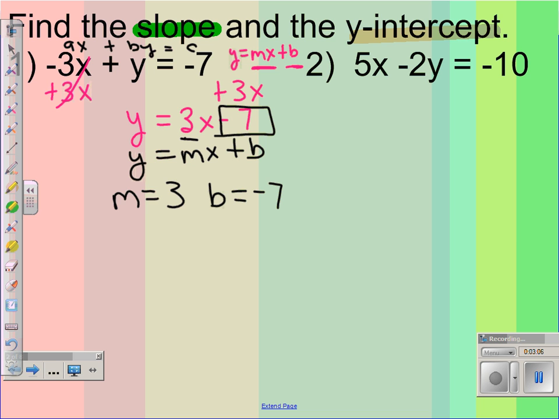So what does that mean? M is our rate of change. B tells us the place that the graph crosses the y-axis. And in everyday terms, I always think of b being the beginning because we will get to a point where we are going to graph these equations.